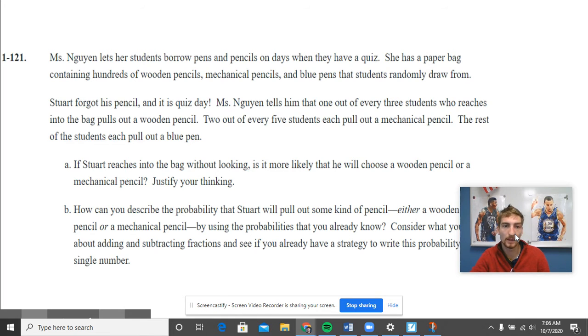pulls out a wooden pencil, 2 out of every 5 students pull out a mechanical pencil. So 1 out of every 3 wooden pencil, 2 out of every 5 mechanical pencil. The rest of the students each pull out a blue pen. So if Stuart reaches into the bag without looking, is it more likely that he will choose a wooden pencil or a mechanical pencil? Explain your thinking.